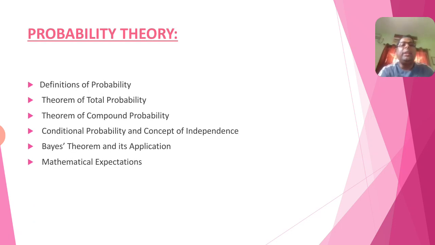The next chapter is also a very important chapter. This is the probability theory. From this chapter, you can learn the idea of probability, and different theorems of total probability, different theorems of compound probability, conditional probability, and concept of independence, and Bayes theorem. This is very important theorem and its application, and there are some problems regarding the Bayes theorems, mathematical problem you have to solve, and mathematical expectations.